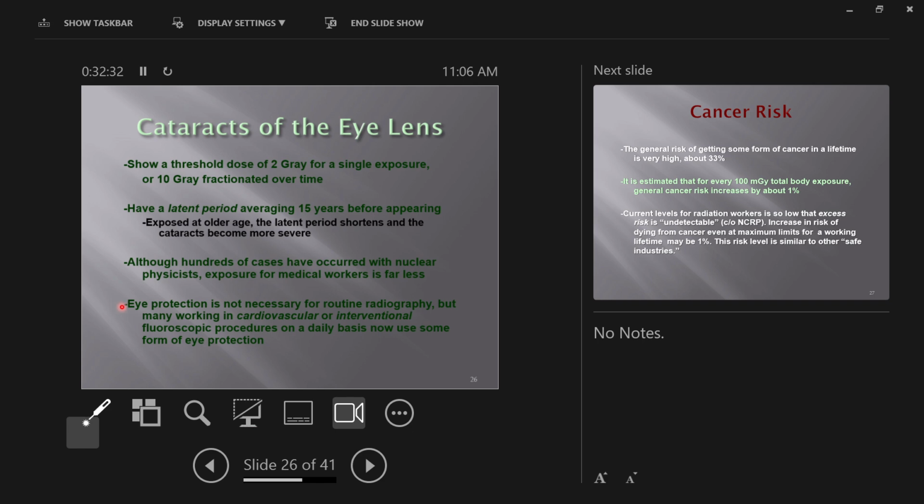You'll see many radiographers, radiologists wearing leaded eye protection when they're working around fluoroscopy, our video x-ray machines. Eye protection is not necessary for routine radiography, but for cardiovascular, interventional fluoroscopy, regular fluoroscopy, those things done on a daily basis, it's now pretty common to see people using some form of eye protection. So usually we wear leaded glass lenses that protect from the front as well as the sides, because we often turn our heads to the primary beam, or to the scattered X-ray beam. Okay, so cataract of the lens of the eye.